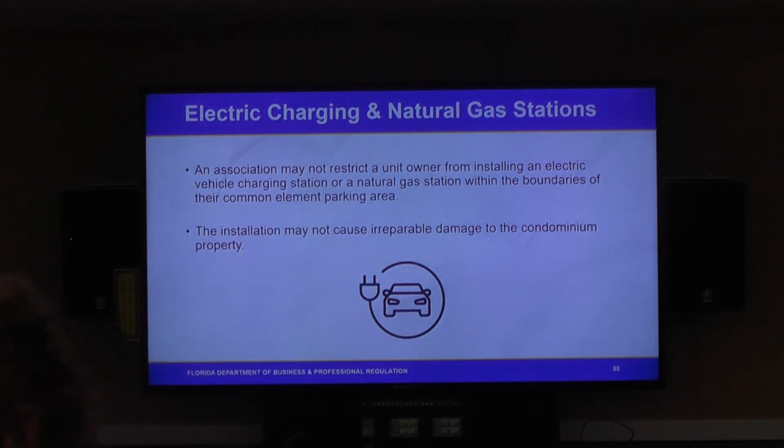I don't know if you guys own any electric car, right? Hybrid is hot now, right? Electric has come down. What is Elon Musk's car? Tesla?